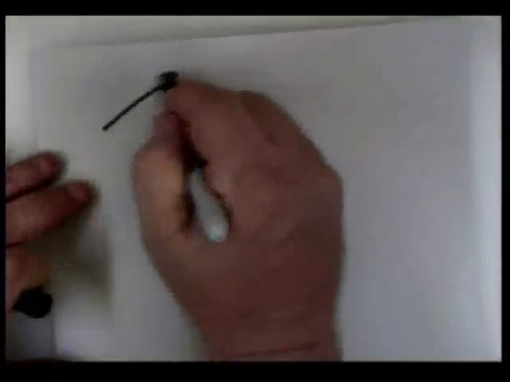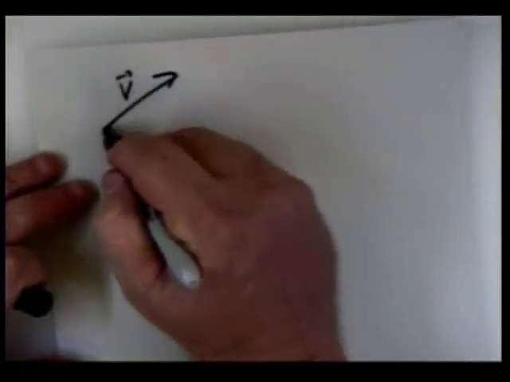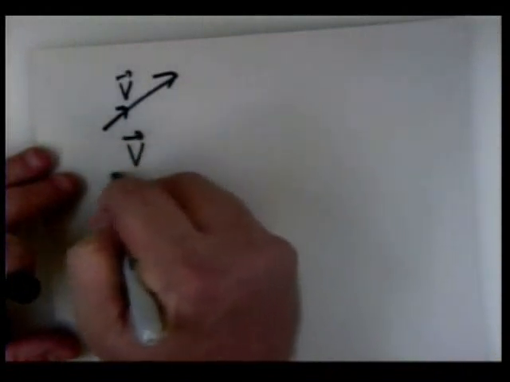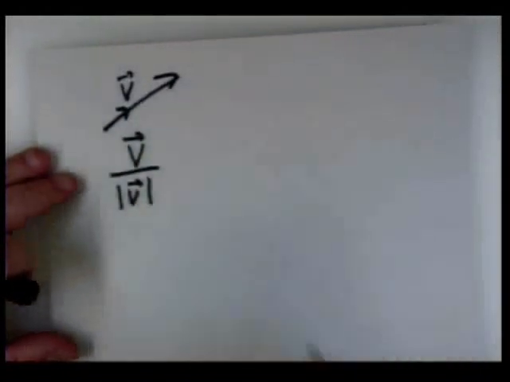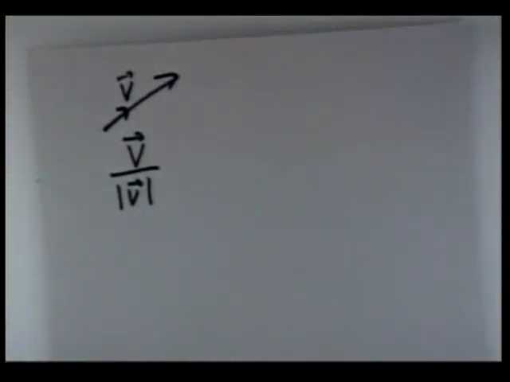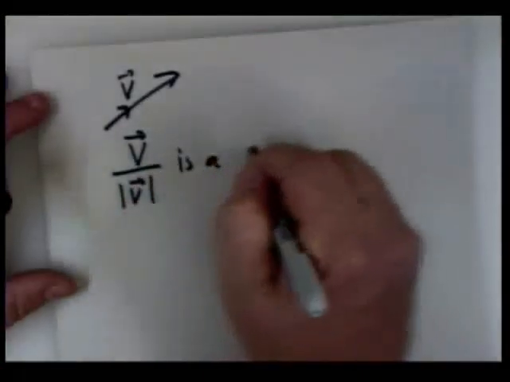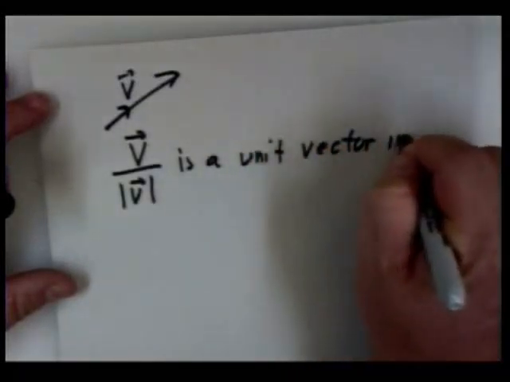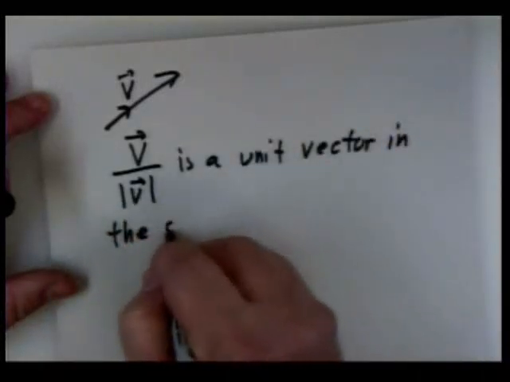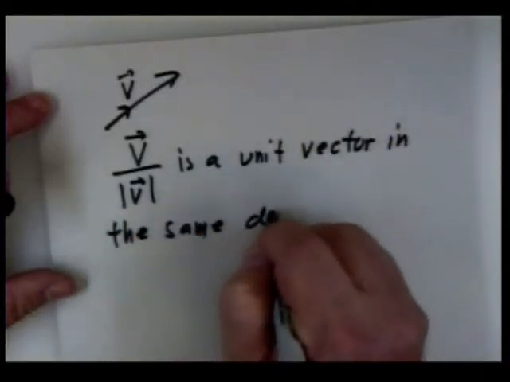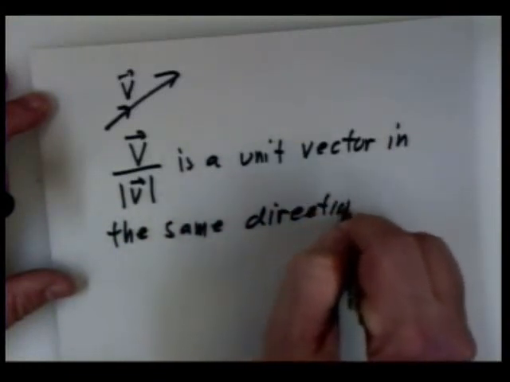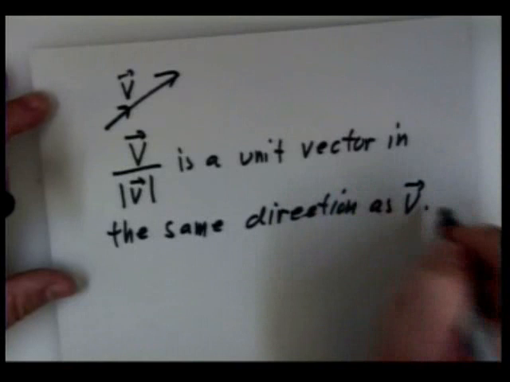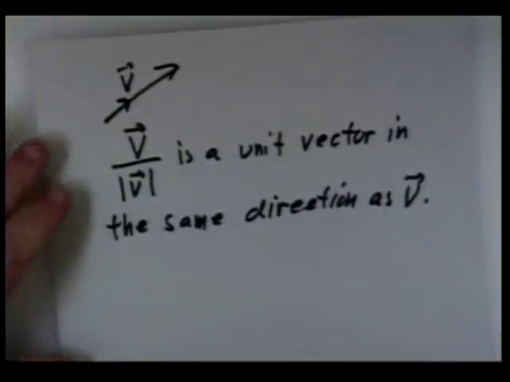The last notion I want to talk about is a unit vector in the same direction. So if here's a vector v, how do I find a unit vector in the same direction? Well, if you just take vector v and divide it by its magnitude, that's going to be 1 unit long. So this is a unit vector in the same direction as vector v.